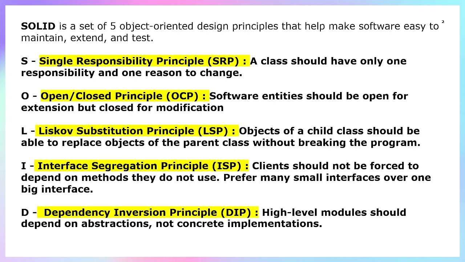Right? Again, I can tell you, single responsibility means a class should have only one responsibility, not more than one. Open for extension, close for modification. Liskov substitution: a child class should be able to replace the object of the parent class without breaking the functionality. Interface segregation: a class should not create a big interface, it should create a small interface. Dependency inversion: a high level module should depend upon the abstraction, not the concrete implementation.